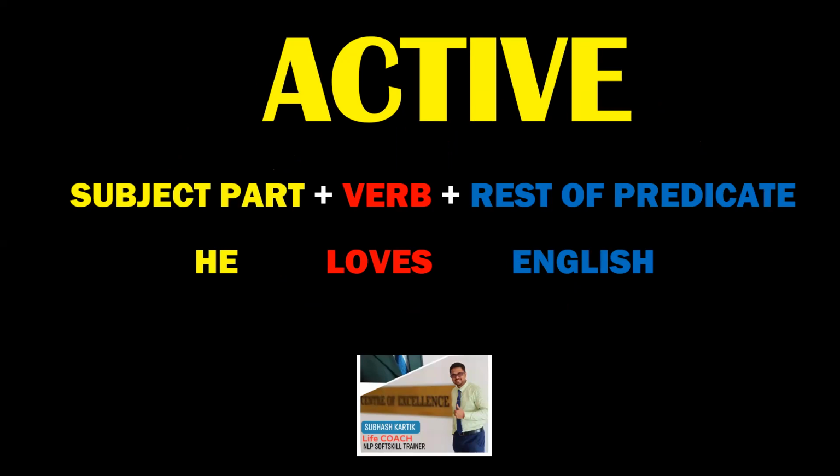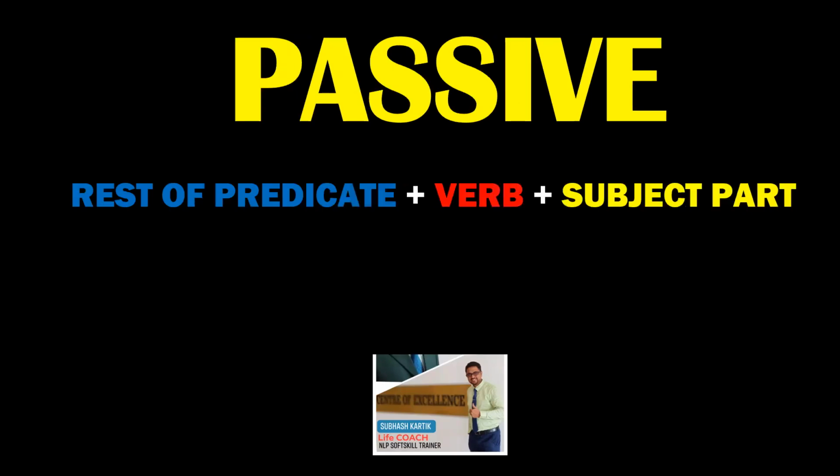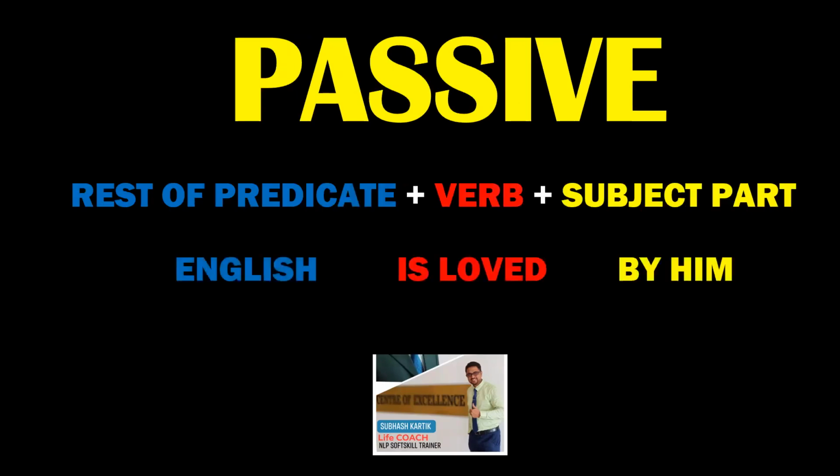Okay. Now, what will we start with first? English. Very good. Then you have to use one supporting verb. English is loved by him. English is loved by him.